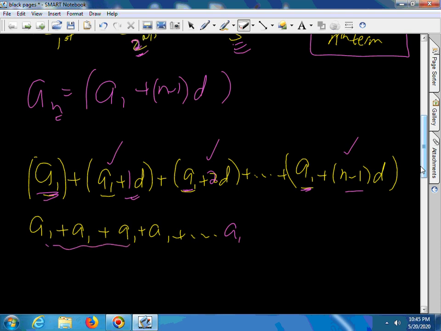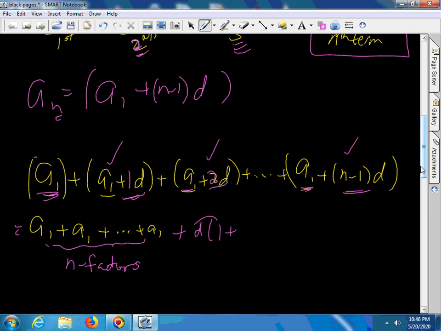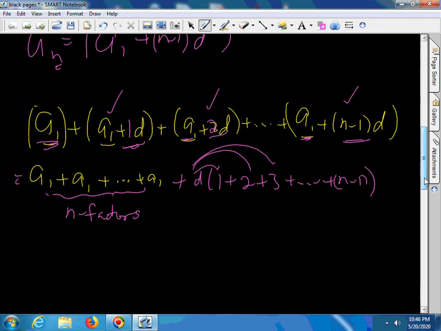This here has n factors. That is, I'm adding a1 to itself n times. But I also have to add the 1b plus the 2b plus etc. all the way up to n minus 1 b. But I can factor out the b. That's b times 1 plus 2 plus 3, all the way up to n minus 1. Okay. Now, if you add a1 to itself n times, you're going to get a1 times n plus b times what's in the brackets.